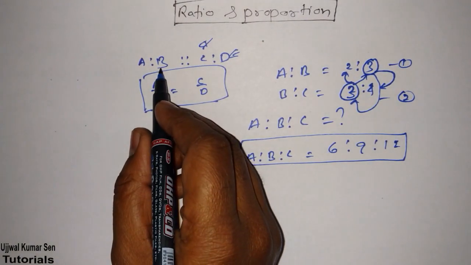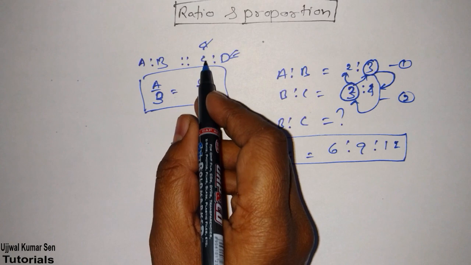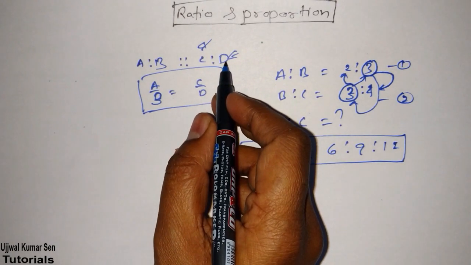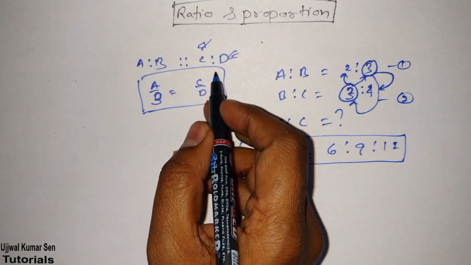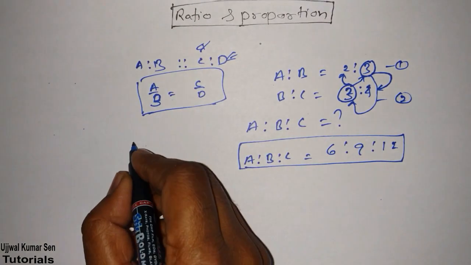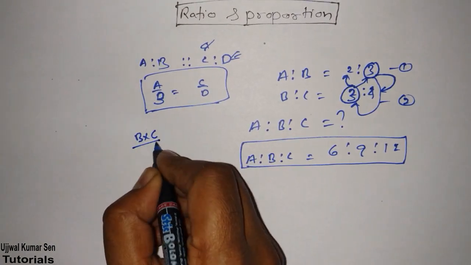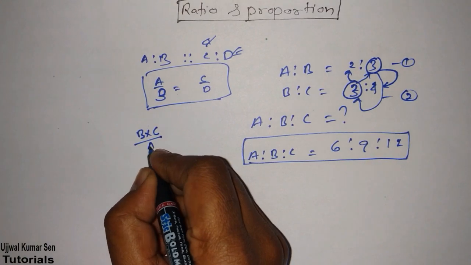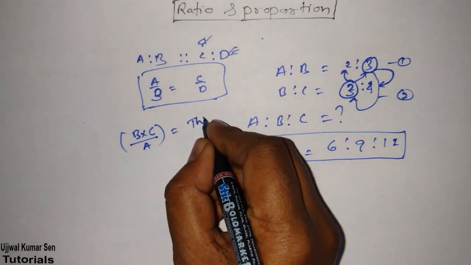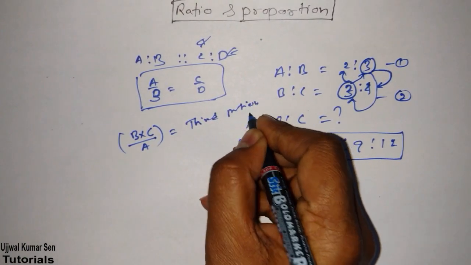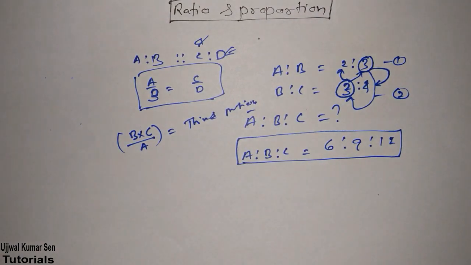Suppose that we have given A is to B and C is to D. If you're talking about finding out the third proportion, then B multiplied by C by A is known as the fourth proportion. Okay, if we are talking about third proportion, the same thing is here. So there is a thing you need to understand.